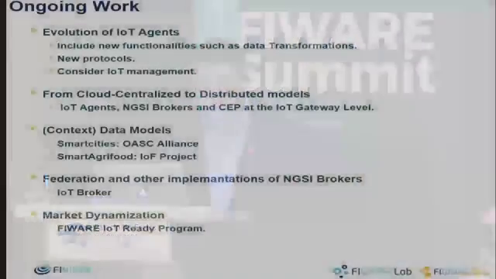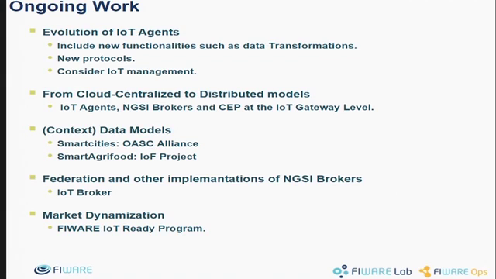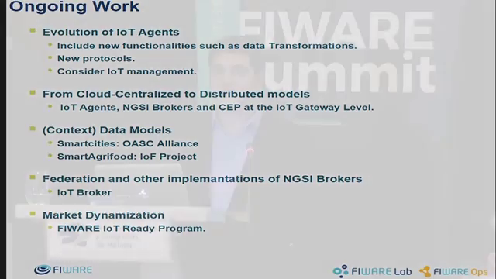Then we are working on the data models. In smart cities, the OASC Alliance that was mentioned this morning, and in smart agri-food, we have the Internet of Farm and Food project, which is the flagship project on smart agriculture, starting in January next year, right? Both DG Connect and DG Agri are funding this project, so we expect a lot of visibility on the results and the data models that we will create here. Then we are investigating the federation and more specific IoT NGSI brokers, like the one that NEC will describe later.